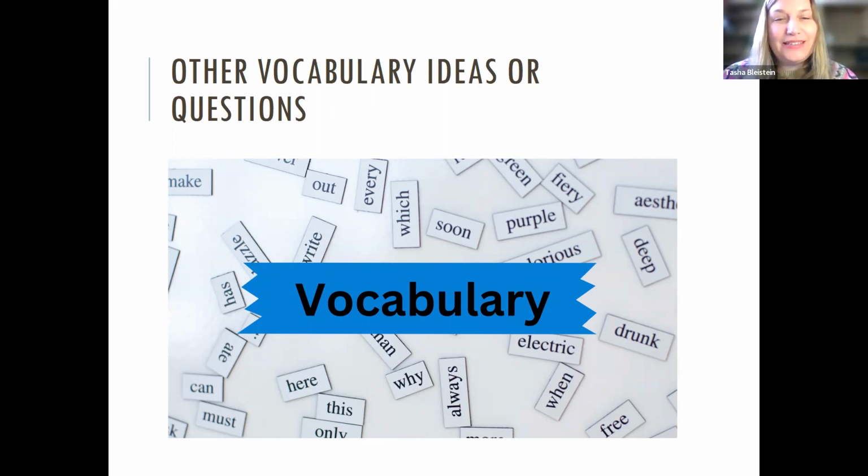I make the students, once they call out the word, I then make them use it in a sentence too, just to give them a little extra practice with charades.